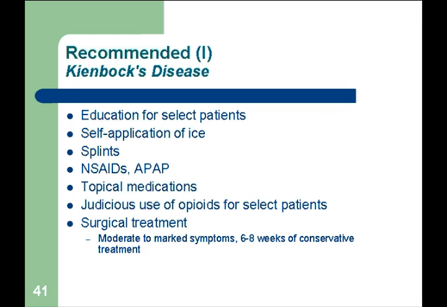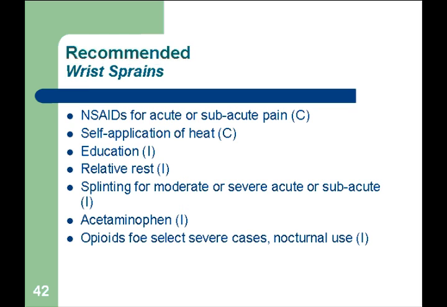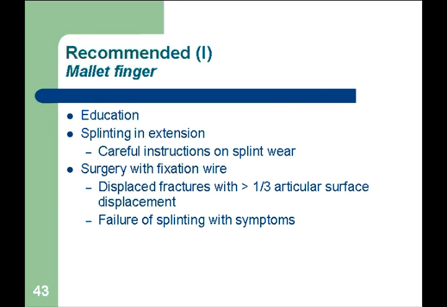Education, Keen box, selected patients, self-application of ice, splints, non-steroidal, topical medications. Again, opioids limited. Surgical intervention at 6 to 8 weeks is an option. Keen box is extremely difficult to treat, and the surgical interventions are multiple, none of which are great with regard to their outcome. Wrist sprain strains: non-steroidal anti-inflammatories, self-application of heat, education, rest, all fall in the group that are probably beneficial. Splints may help, acetaminophen may help, opioids for night use only. I don't like opioids for sleep. That's my personal opinion. Mallet finger, again, this is in the insufficient.